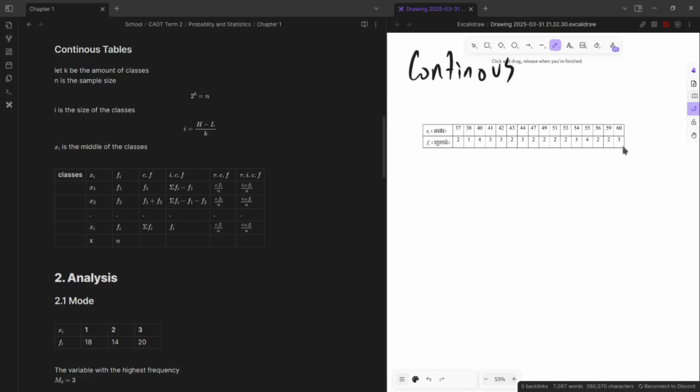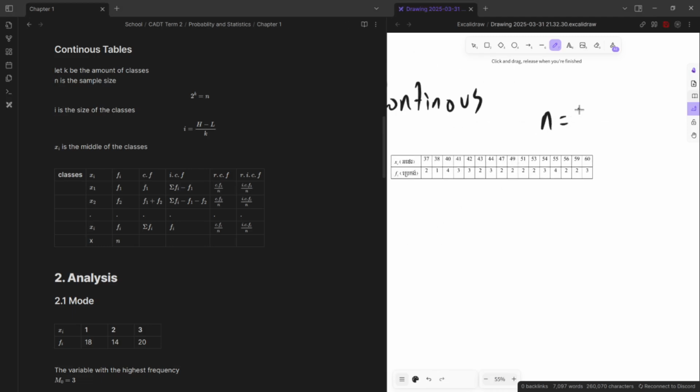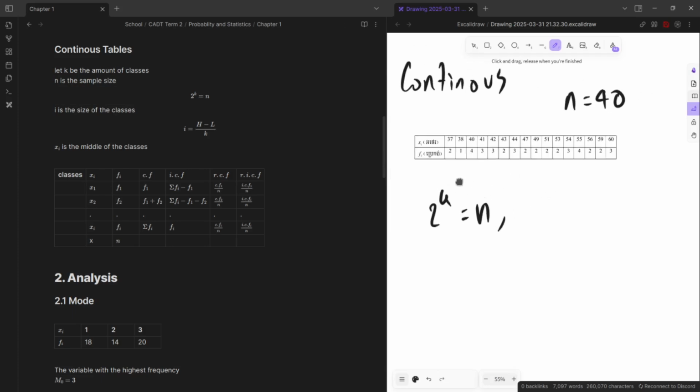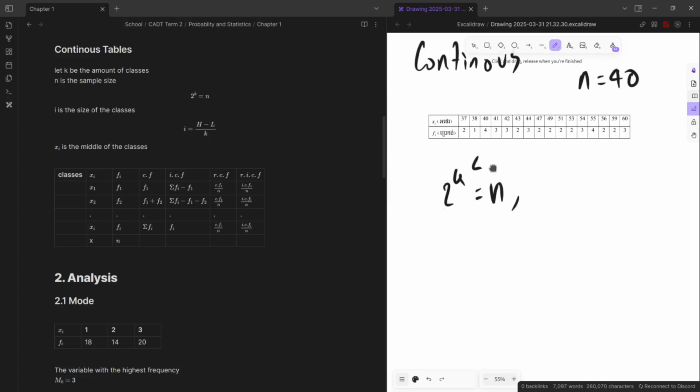So, how many n? What is our sample size? 40? Two, 1, 4. I don't know. This is the formula, 2^k equals n. We try to get as close as possible, we try to get the bigger amount to be bigger than n if possible, because we cannot fit the n into a smaller one. So 2 to the 5 is 32. 2 to the 6 is 64. Let me check that. Yep.